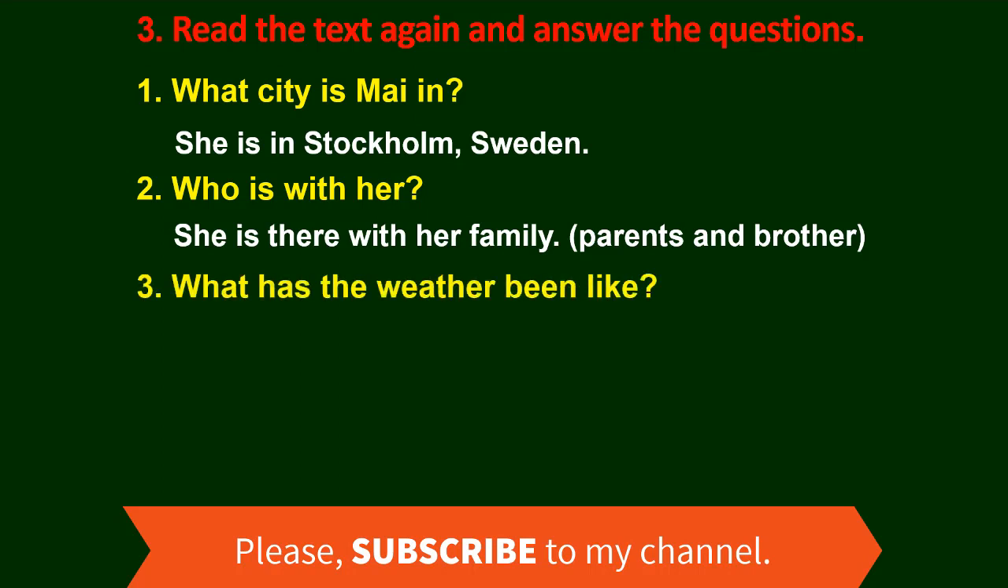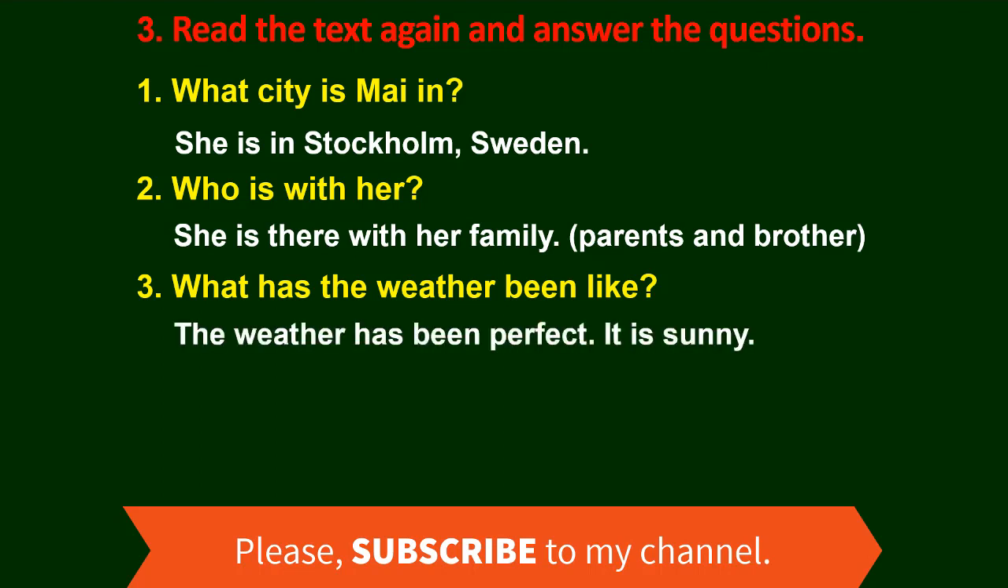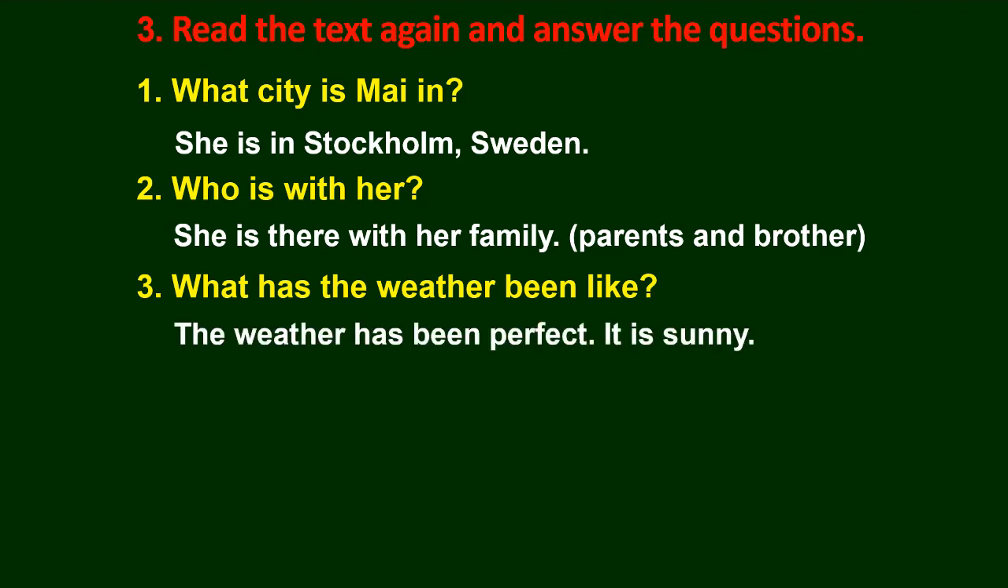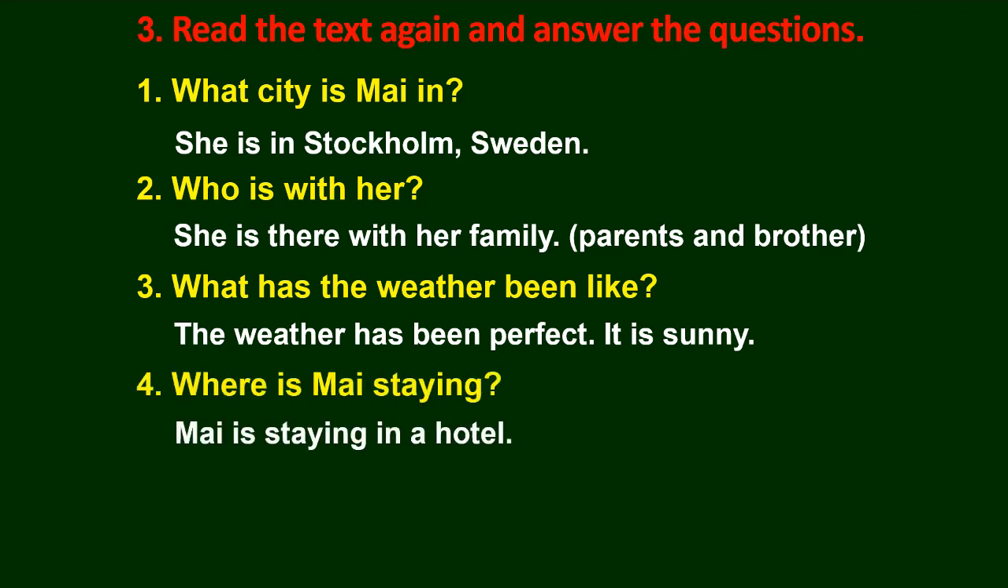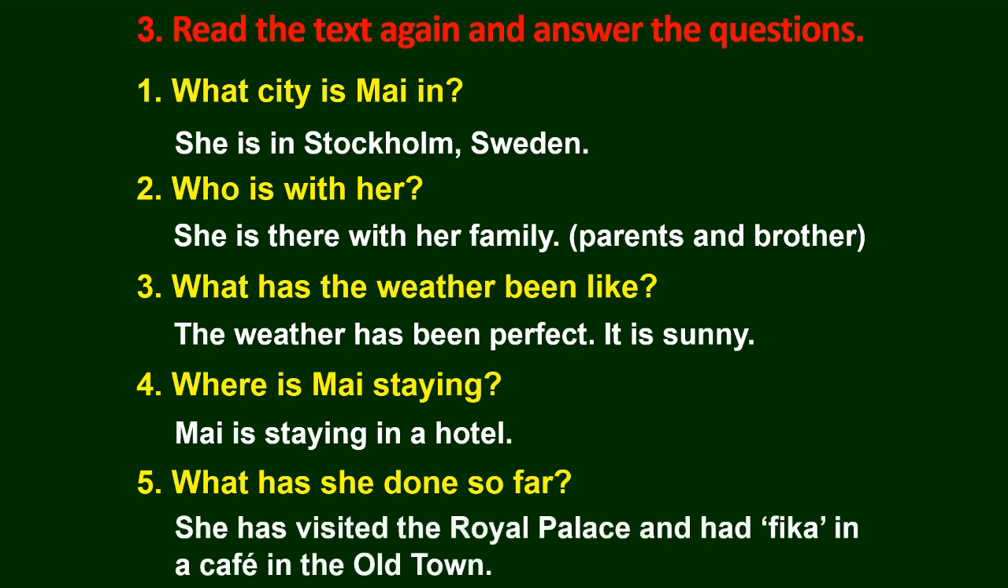And what has the weather been like there? The weather has been perfect. It is sunny. And where is Mai staying? Mai is staying in a hotel. And number 5, what has she done so far? She has visited the royal palace and had fika in a cafe in the old town.